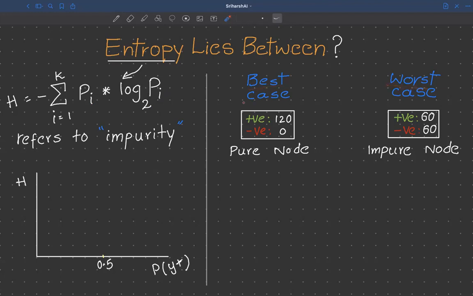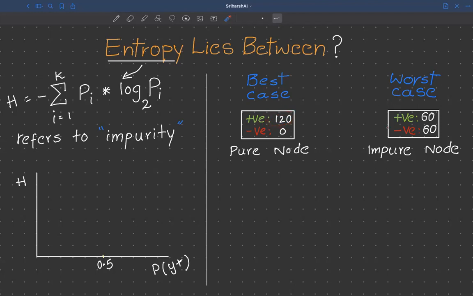In the best case setting, I'm assuming a pure node. Whenever we say a pure node, it means that all the samples in the node belong either to a positive class or to a negative class. In this example, I am taking that all of my 120 samples belong to the positive class.